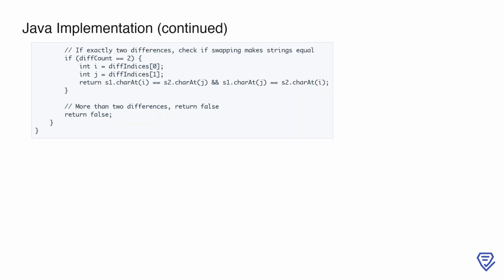If exactly two differences are found, we proceed to check whether swapping the characters at these two indices will make the strings equal. We retrieve the indices from the diff_indices array and compare the mismatched characters. Specifically, we check if the character at the first mismatched index of S1 matches the character at the second mismatched index of S2, and vice versa. If both conditions are true, then the strings can be made equal with one swap, so we return true. If this condition is not met, or if there are more than two differences, the function returns false, as no single swap can make the strings equal in those cases. This concludes our implementation of the are_equal method.